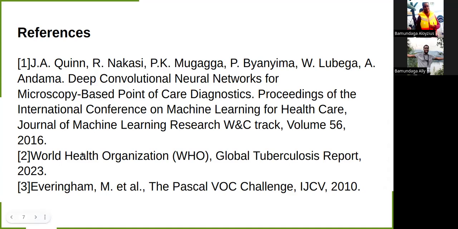Then also we have the WHO reports and also the Pascal VOC challenge, where we had to normalize and understand the Pascal VOC format once the data set was created. But beyond that, I think the key takeaways are to see insights and also see a relationship between model compression and performance decline.